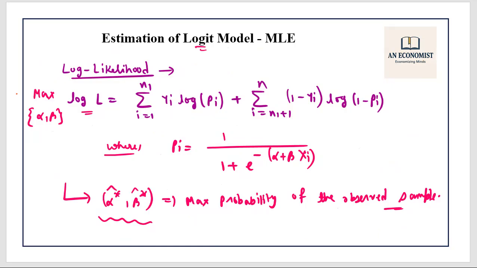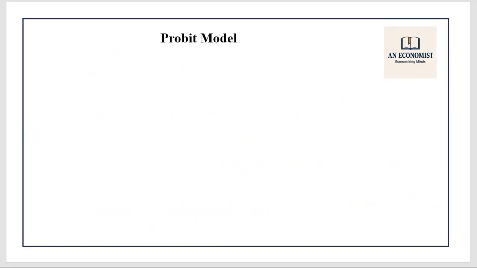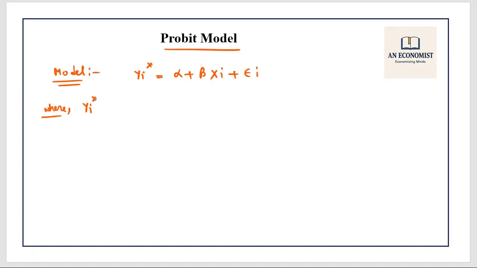Now we will go into the Probit model, which is a very short topic. I'll be explaining it theoretically. What is the Probit model? In the case of the Probit model, the model looks something like this. The model is yi star equals alpha plus beta xi plus some error term. Suppose this is the model. What is this yi star? This yi star has a special name. It is known as the latent variable.